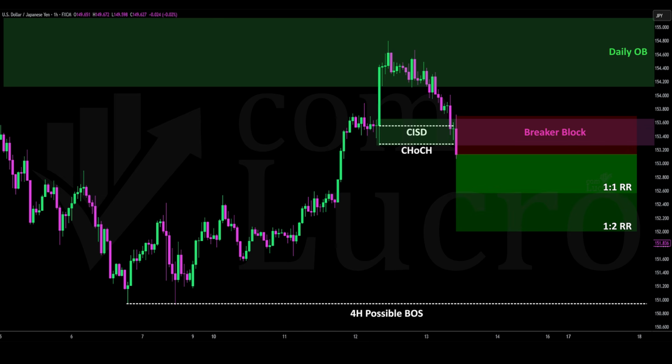The first target is at a 1-to-1 risk-to-reward ratio. When price reaches that level, I close 50% of the position and move the stop loss to break even. This helps protect the trade and secure part of the profit, even if price later moves back against the position. The second target is placed at a 1-to-2 risk-to-reward ratio. As the chart continues, you can see that the trade worked well. Price moved in our favor and reached the final target at 1-to-2.